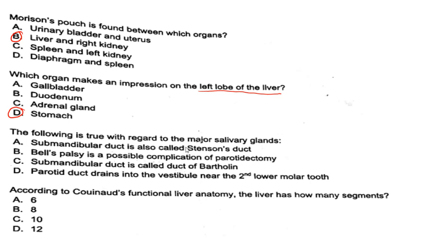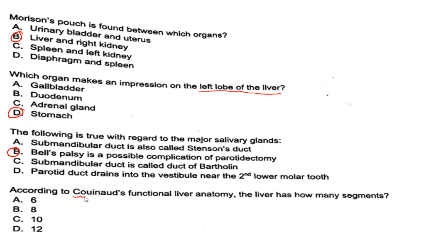The following is true with regard to the major salivary gland. A. Submandibular duct is also called Stenson's duct. B. Bell's palsy is a possible complication of parotidectomy. C. Submandibular duct is called duct of Bartholin. D. Parotid duct drains into the vestibule near the second lower molar tooth. So the answer here is just simply the Bell's palsy is a possible complication of parotidectomy.